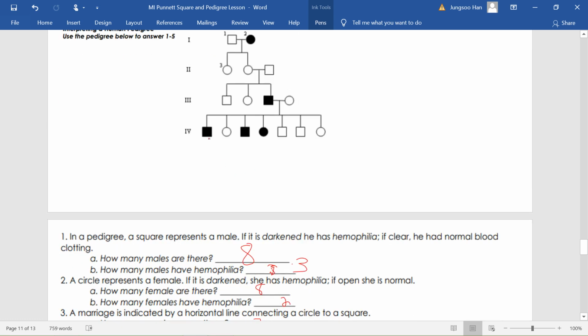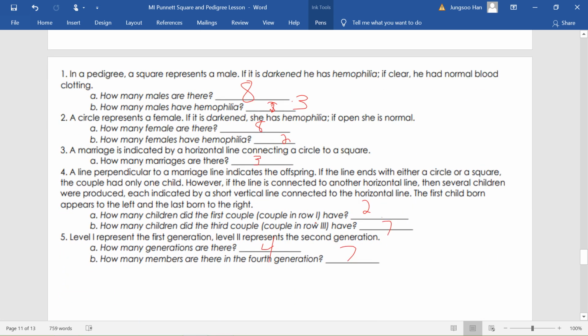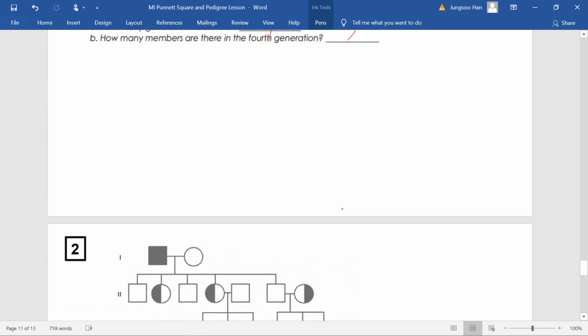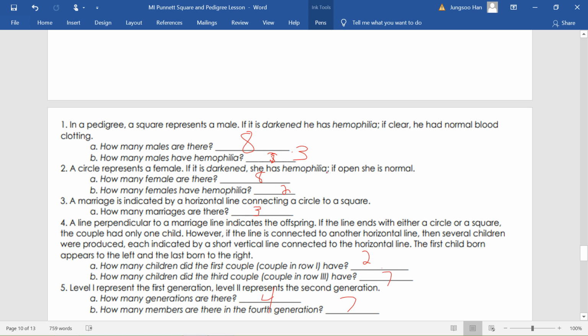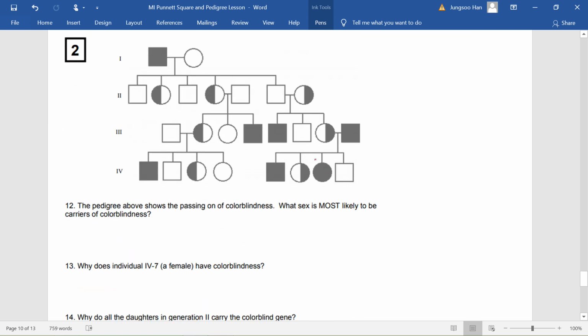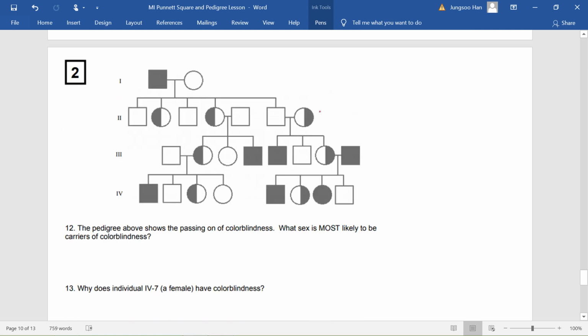So 1, 2, 3, 4, 5, 6, 7. That. Okay. So that's basically how we do pedigree charts and we analyze it. Okay. Now let's try an actual problem.